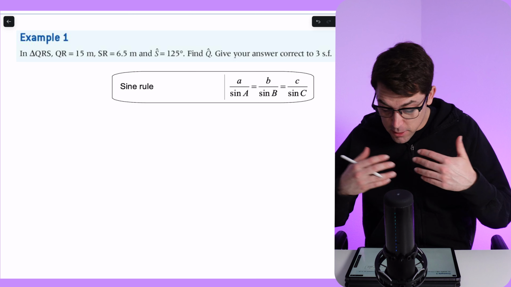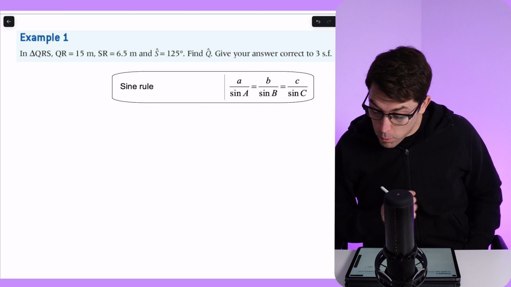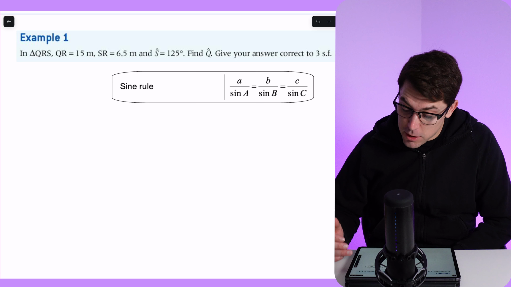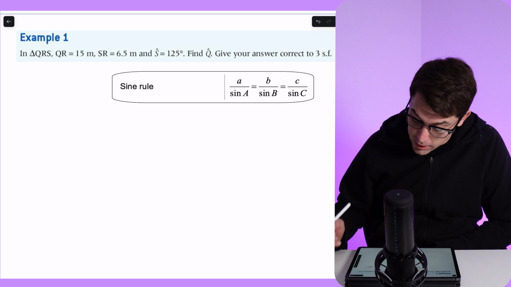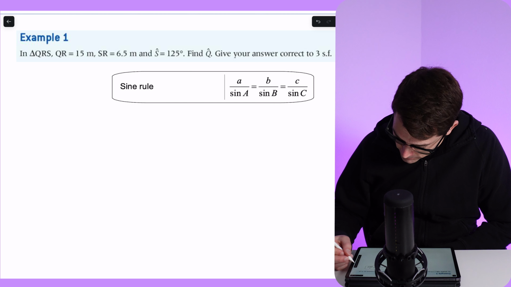Okay. So in our first example, we're given a triangle QRS where QR is 15, SR is 6.5, and the angle of S is 125. Now we want to find the angle of Q, capital Q, and we want to give our answers correct to three significant figures. Here's a nice reminder of what our sine rule is. Always a good idea to write that.